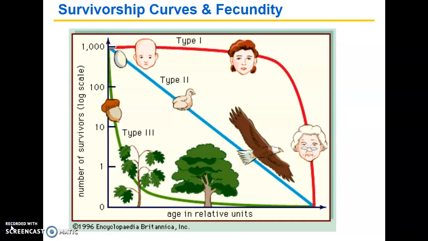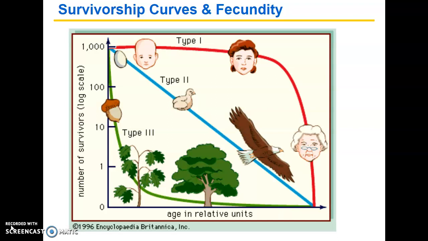So type 1 survivorship shows you that a really high number of babies survive early childhood. The mortality rate of humans is really, really low now, so we're a type 1 population. A type 3 is the opposite of that, where a very low number of offspring survive.